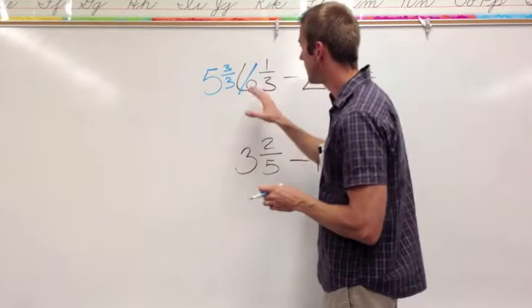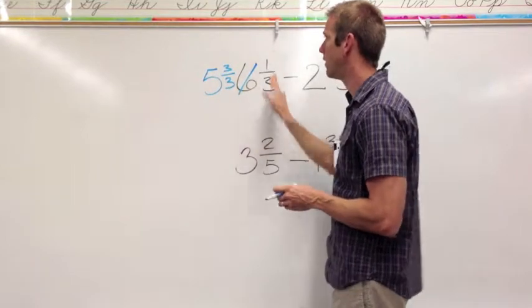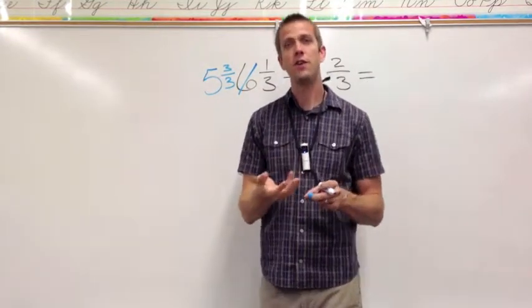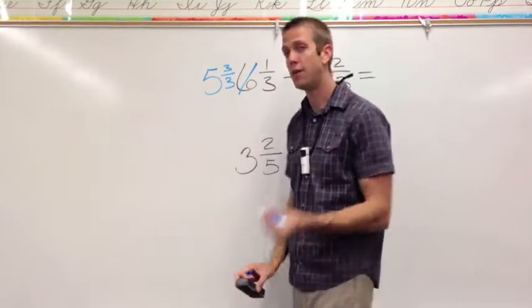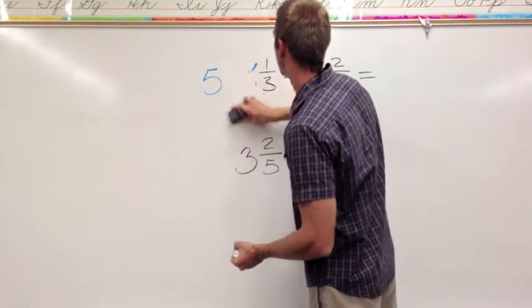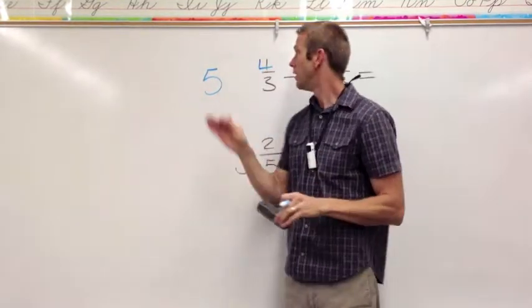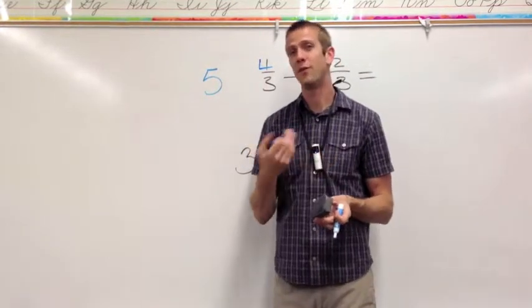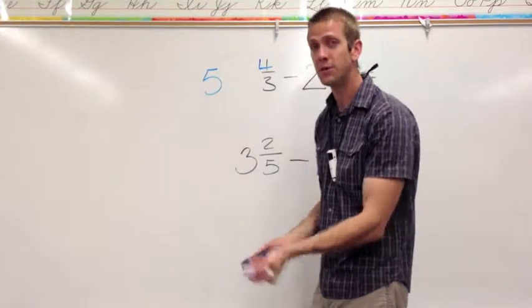Now, the 6 has been changed, and now I have 5 3/3 and 1/3. Let's put those fractions together. What's 3/3 and the extra third? It makes a total of 4/3, right? So basically, I have 5 4/3, which is the same as I had before, 6 1/3. It's just written a different way. It's written in a way you could subtract.